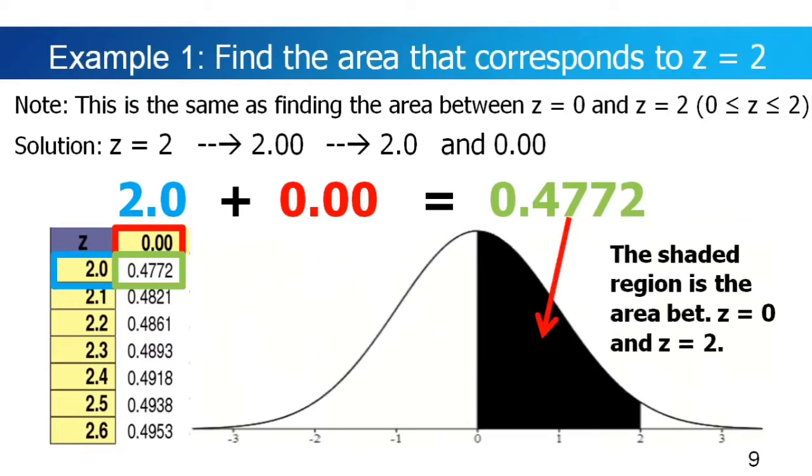So if we're going to represent the area using a normal distribution curve, then it will look like this. The shaded region is the area between z is equal to 0 and z is equal to 2. So this is our area, which is equal to 0.4772.